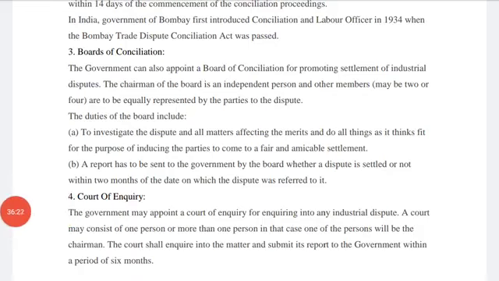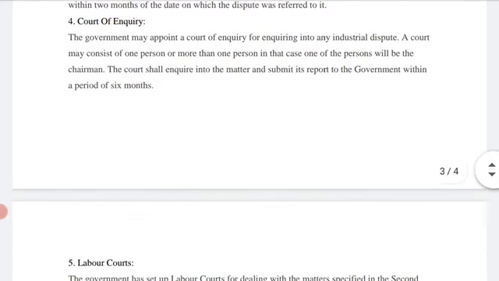Okay, then the court of inquiry. The government may appoint a court of inquiry for inquiring into any industrial dispute. See, court of inquiry is another body appointed by the government to have inquiry of such type of industrial dispute. A court may consist of 1 person or more than 1 person. In that case, one of the persons will be the chairman. Okay, means this court is of 1 or more than 1 people.